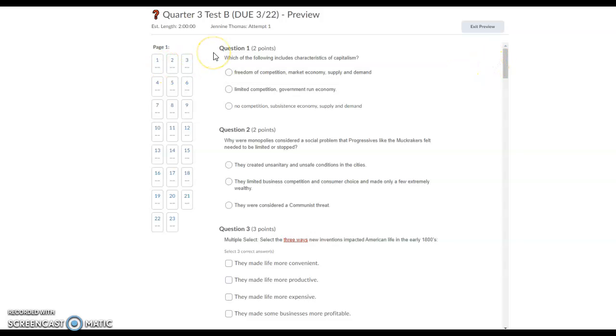Question number 1, which of the following includes characteristics of capitalism? Freedom of competition, market economy, supply and demand, limited competition, government-run economy, no competition, subsistence economy, supply and demand.